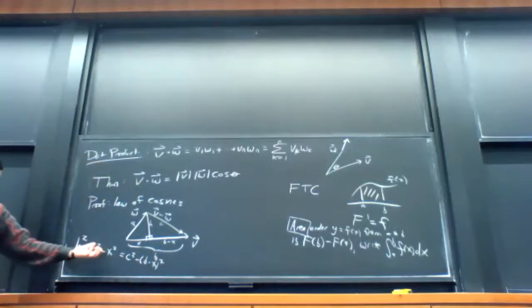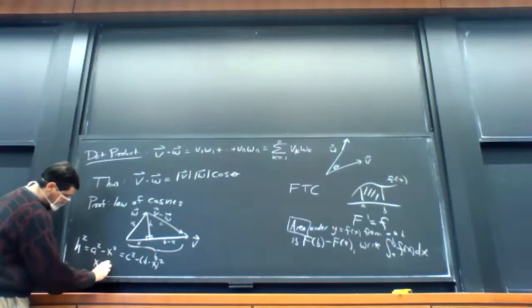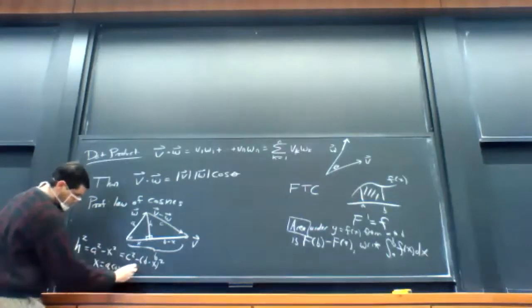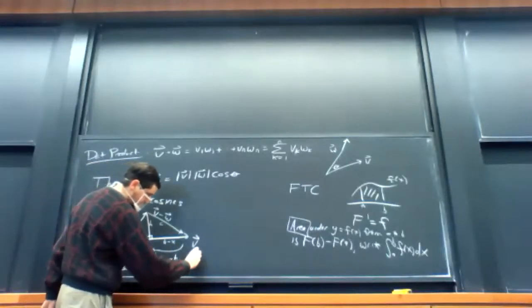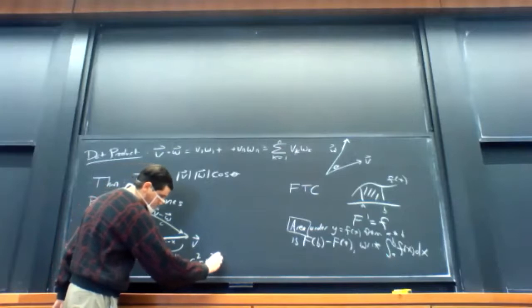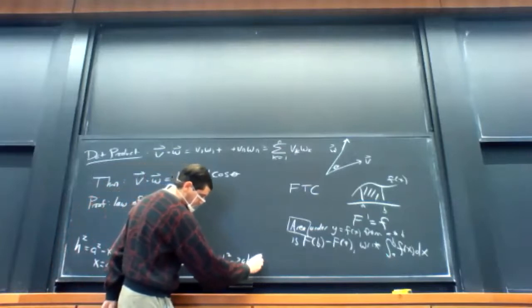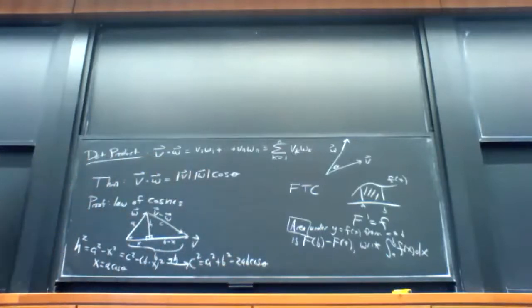And now just when you solve for C squared, and you note that X is equal to A cosine theta, after some algebra, which I urge you to do, you'll get C squared is A squared plus B squared minus 2AB cosine theta. And that is a proof of the law of cosines.